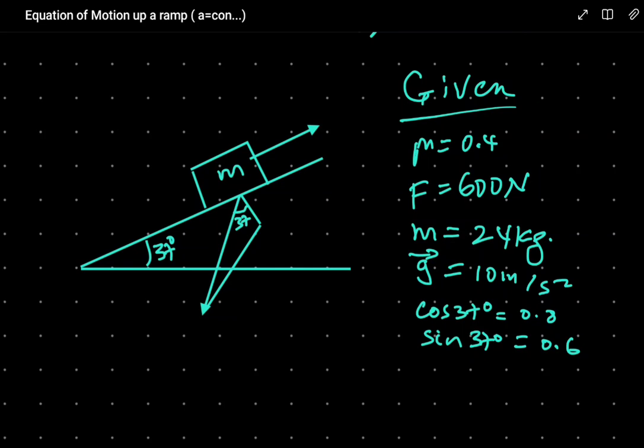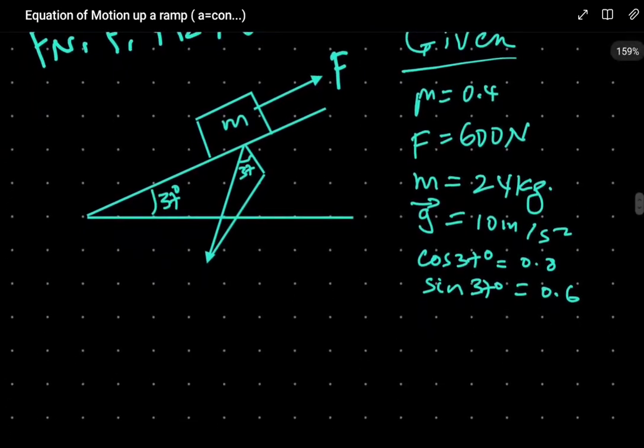Now in this example, you are given a mass. It is 24 kilogram mass, and the force applied is 3 Newton, and the mass is 24 kilograms. The gravity is 10 meter per second squared, cosine of 37 is 0.8, and the sine of the angle is 0.6. Now we are required to calculate the normal force, the frictional force, the resultant force, and the acceleration.